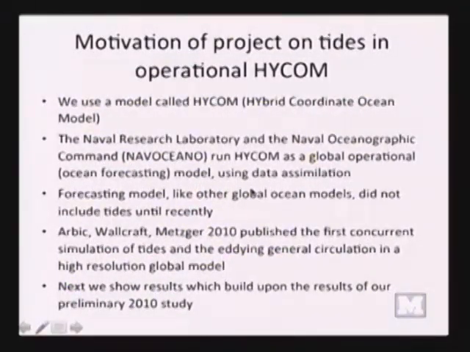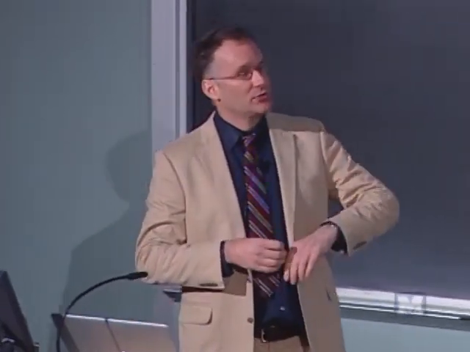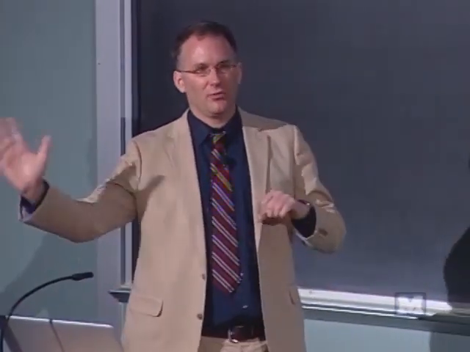They have to use data assimilation because a lot of the motions, the tides are an exception, but the other motions are chaotic, so you can't predict it over long time scales unless you put the data in there. And the thing is that forecasting models like other global ocean models didn't have the tides until recently. So I was showing you global models of tides and global models of the atmospherically driven part. Until recently, those were done as separate endeavors.